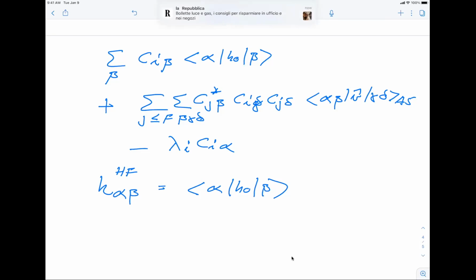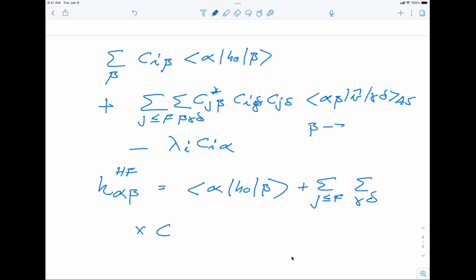But then, if I introduce it, I'm going to take the sum over the j's less than f. So that's going to be there. And then I have a sum over gamma and delta. So I'm just going to keep that one. And this is multiplied with a c. So what I'm doing in these equations here is to interchange the terms which I have. Since these are just dummy variables, I'm going to interchange beta with this term gamma here. So I'm just going to change the labeling here.